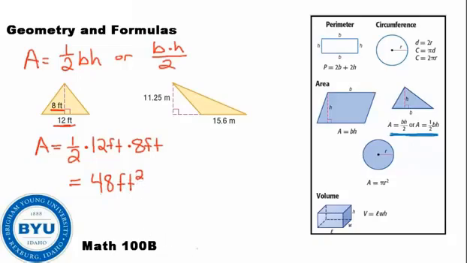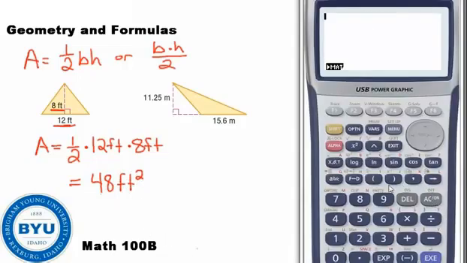If you're struggling with the math there, you can use your calculator. You could type in 1/2. Remember to use this ABC button, times 12 times 8, and we get 48 square feet. So that's how you do that one. Go ahead and give this next triangle a try and see how you do. Pause the video and push the play button when you're ready to resume.